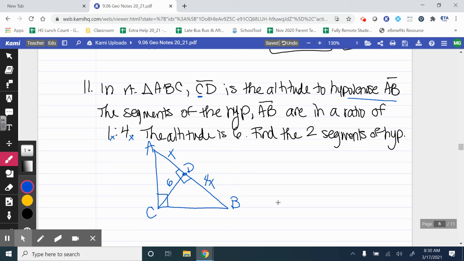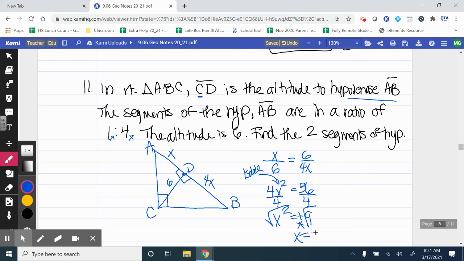All right, so here, pause the video if you just couldn't get the picture, and now try to set it up. All right, so here you're given the altitude, and so you're using HAP, so x over 6 equals 6 over 4x. Should have cross multiply. Make sure when you cross multiply here, you get 4x squared equals 36, and now you need to isolate that x squared, so divide both sides by 4. And then take your square root, and of course rejecting your negative. So we get x equals 3.